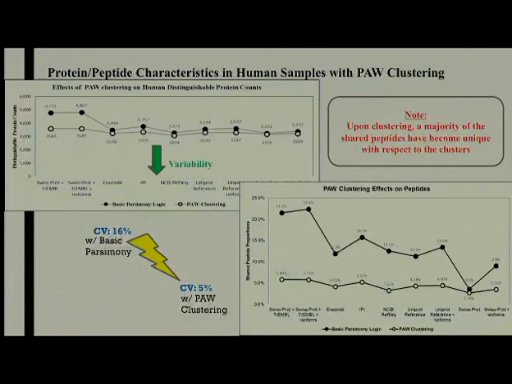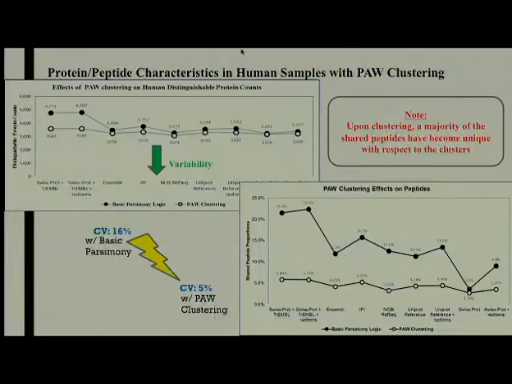And now when we look at the effects of the PAW clustering algorithm on peptides, the black circles here indicate the shared peptide proportions in the human samples across all databases with the basic parsimony logic. And the white circles are when the PAW clustering algorithm was implemented. What we noticed was that the shared peptide proportions have significantly gone down across all the databases with the PAW clustering algorithm. And not only that, but the variability across the databases has also gone down. Something to note here is that the SwissProt database with the basic parsimony logic has a very low shared peptide proportion to start with, and that's slightly gone down on PAW clustering.